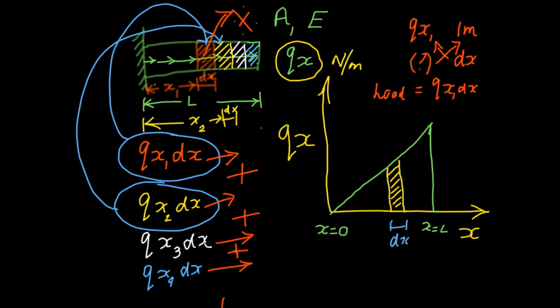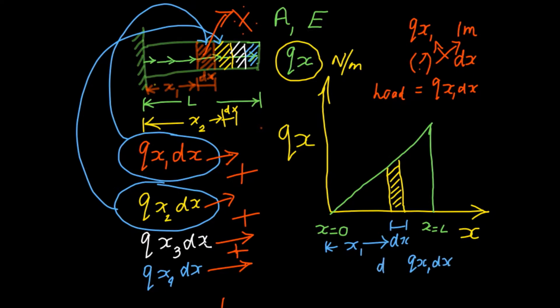Now let us say that this length here is dx, and we have considered this length at a distance x1 from the left hand side. Now I want you to tell me what is the height of the small strip and the length of the small strip. That would be the area of the small strip. So what would be the area? q into x1 is the height, and what is the length? It is dx. That is the small area.